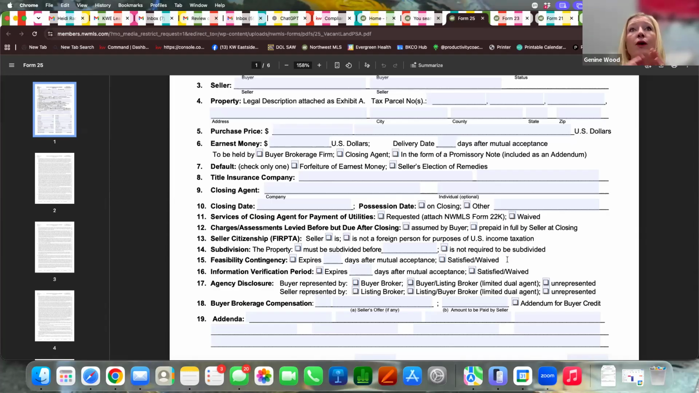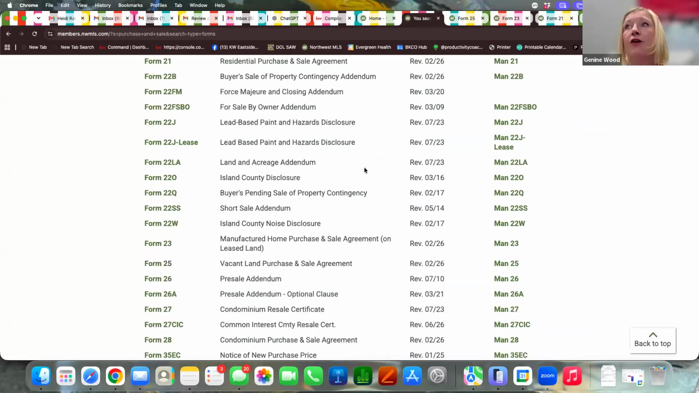I highly recommend when you use this box, you also use Form 35F, feasibility study. It has some more information about feasibility in there. Have the time periods run the same. That's completely fine. Feasibility Form 35F has a box you can check that says it automatically waives unless otherwise approved. So that would be the difference there.